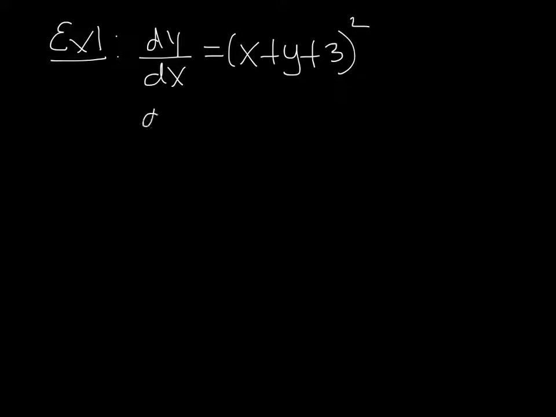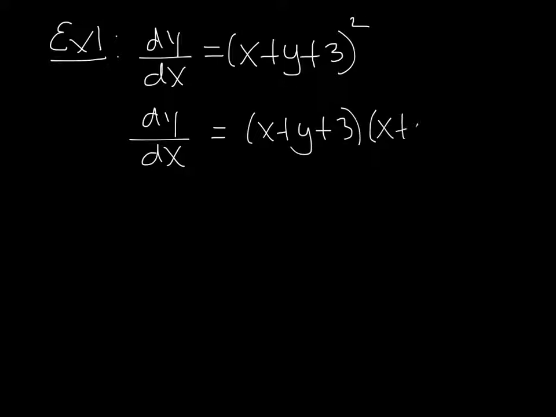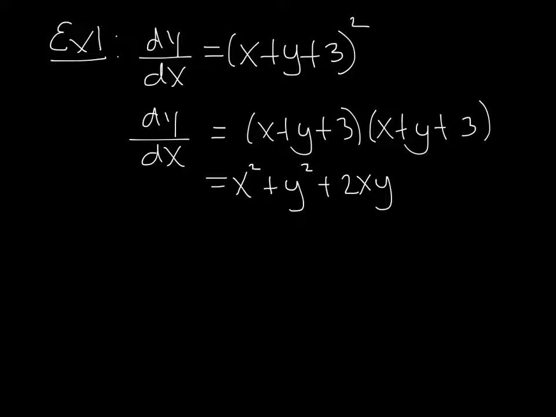Now we know that if we wanted to, we could just write this twice, and then you can triple distribute, and after distributing and combining all of your like terms using algebra, we're going to get x squared plus y squared plus 2xy plus 6x plus 6y plus 9. And of course, dy/dx or y prime.